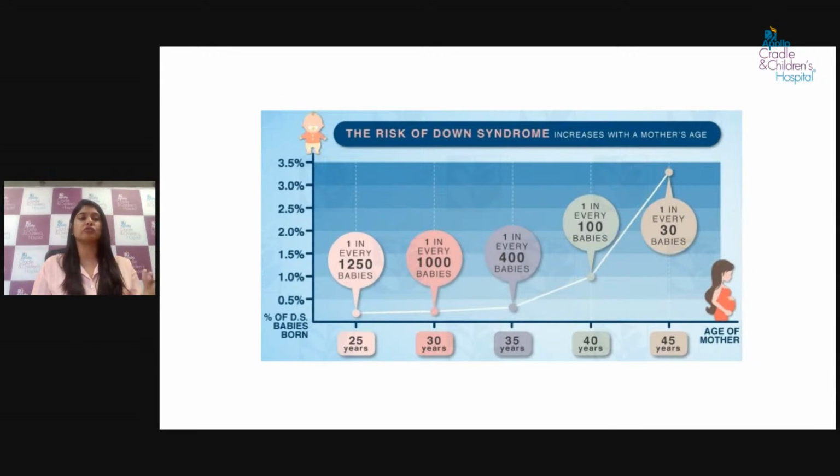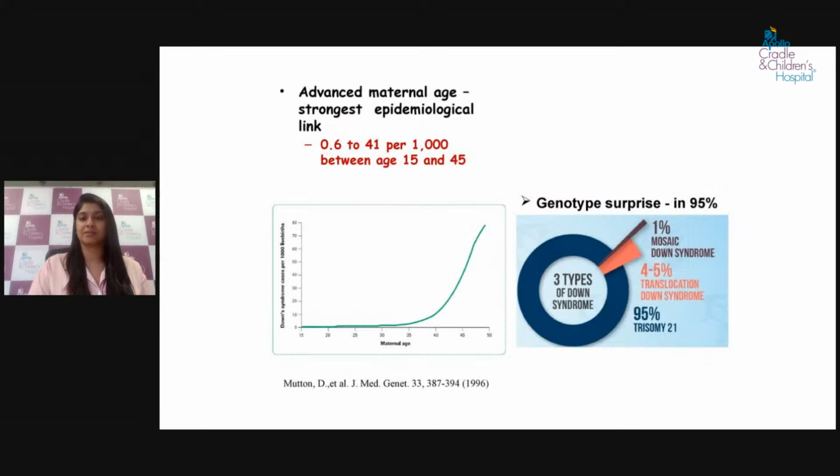Yes. The risk of Down syndrome is directly related to maternal age. The risk of Down syndrome increases with maternal age. So at 25 years, the chance of a baby having Down syndrome is 1 in 1250. At 30, it increases to 1 in 1000. At 35, the risk is 1 in 400. Above 40, it is about 1 in 100. And when it reaches 45 years, the risk of Down syndrome is 1 in 30 babies. So advanced maternal age is a very strong epidemiological risk factor, 0.6 to 40 per thousand between age 15 and 45.